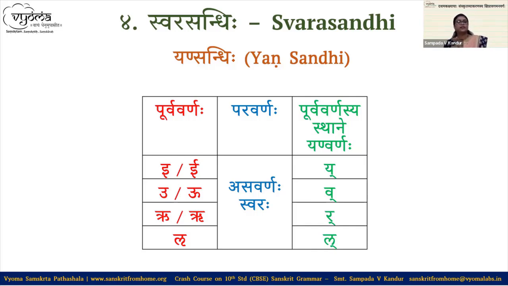Now, how will you read the rule for this? I or I changes to Ya, U or U changes to Va, Ru or Ru changes to Ra, Lu changes to La, in Uttarapada, when we have Asavarnaha Swaraha. Understood? Now, who will read these rules? You need to say "changes to".